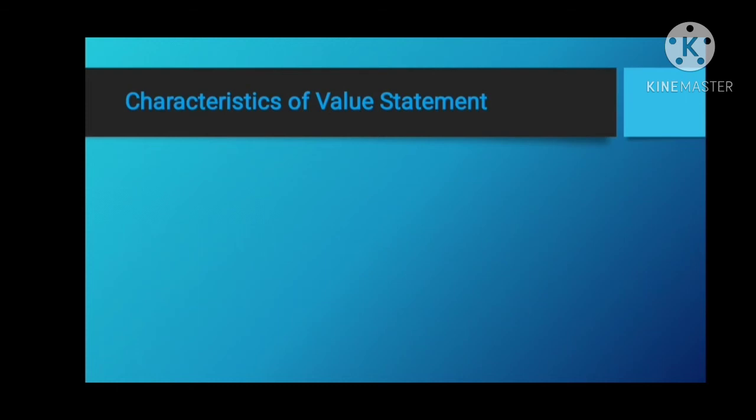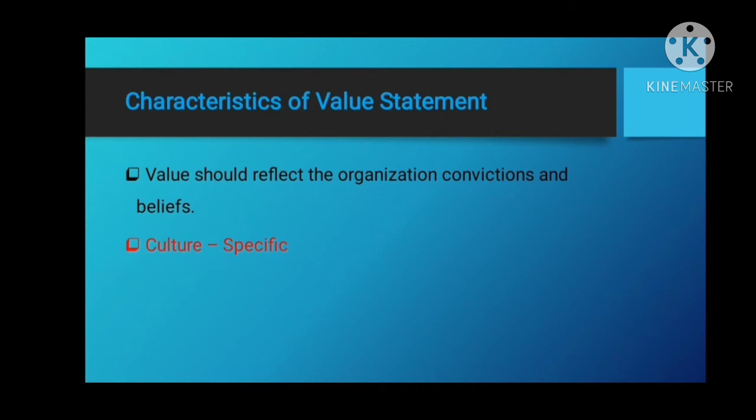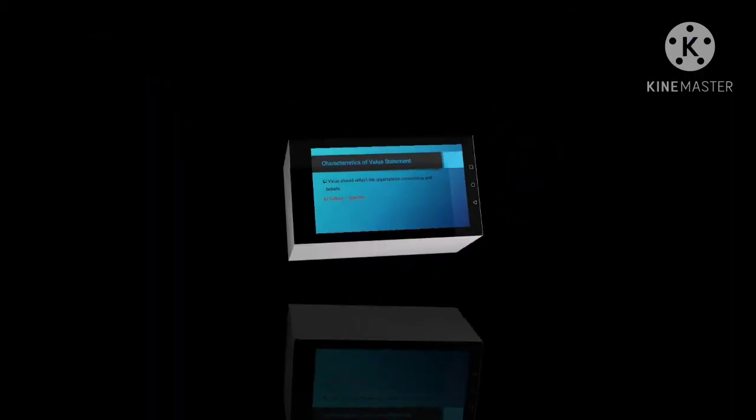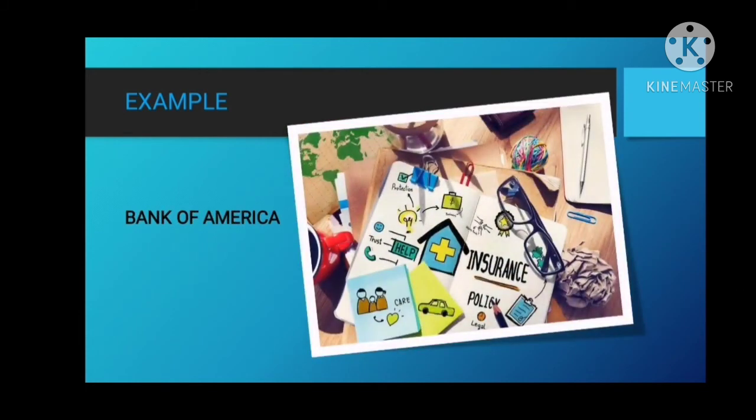Let's move on to the characteristics of a value statement. A value statement should reflect the organization's convictions and beliefs. It must be culture specific and should consider the values of its members, customers, and other stakeholders. An example of it is Bank of America. Bank of America has 5 value statements.